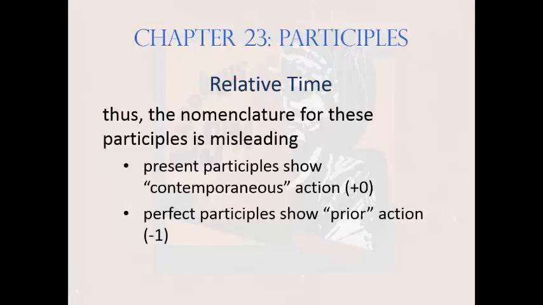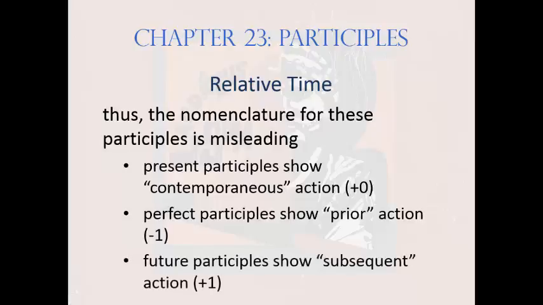Likewise, perfect participles have prior time value, -1, but that doesn't mean they're always perfect. Sometimes they're pluperfect, if the main verb is past tense. Finally, future participles show subsequent action, and because of the way they're used, that annoying periphrastic business, they follow the same rules as present participles.